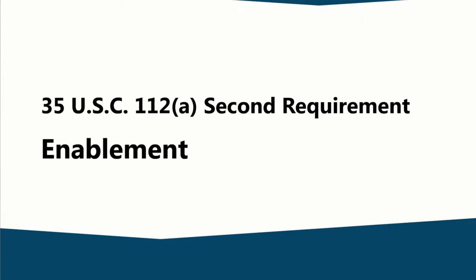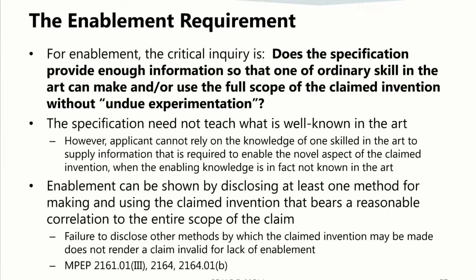We will now discuss the enablement requirement in more detail. Ultimately, one of ordinary skill in the art should be able to make and use the claimed invention by reading and understanding the specification to meet the enablement requirement. If one of ordinary skill would not be able to make and use the claimed invention after reading and understanding the specification, a rejection may be proper under 35 U.S.C. 112A.